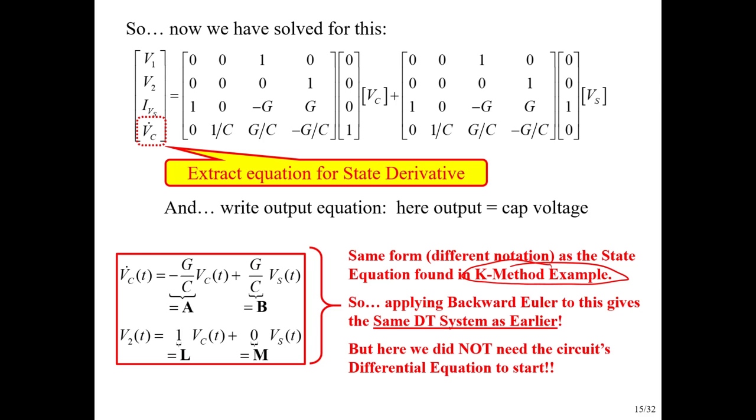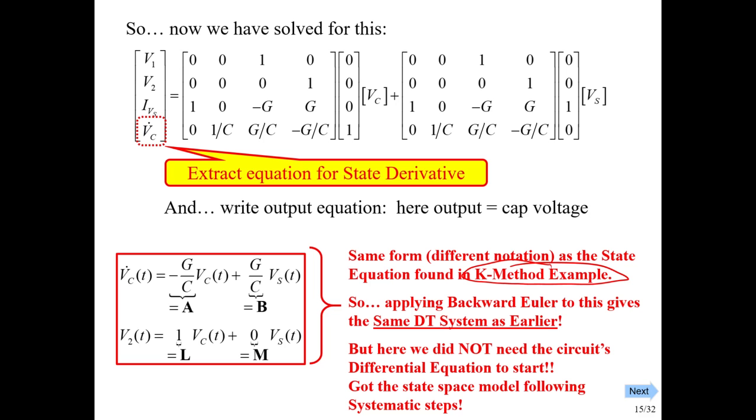The key here is that we now know a very systematic way to develop the continuous time state model. The first method that we looked at, we were given that state model, where we got it, we knew it. So for a more complicated circuit, this is nice.